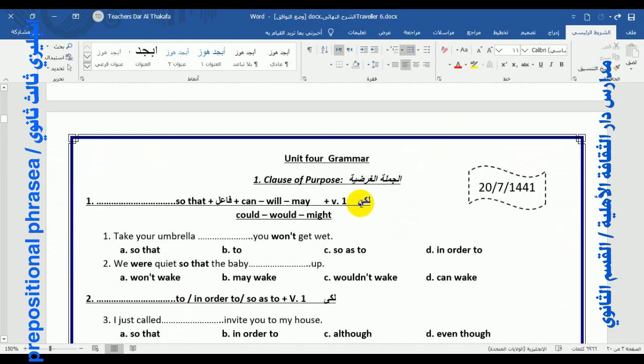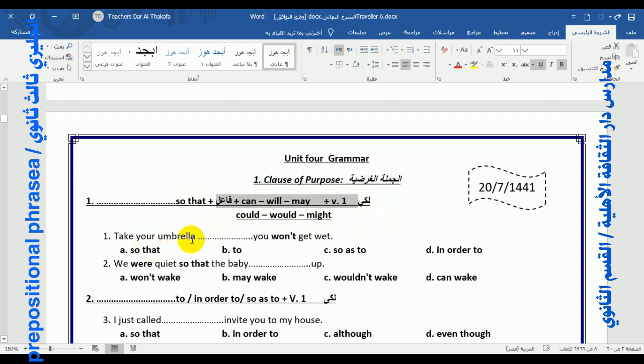Clauses of purpose. Number 1, unit 4 grammar. Clauses of purpose. Okay, here we have so that followed by a subject, a sentence comes right after it with a subject, then can or could, will or would, may or might, meaning "in order to". For example, if I say he studies hard, why? So that, علشان لكي, he can get high marks.